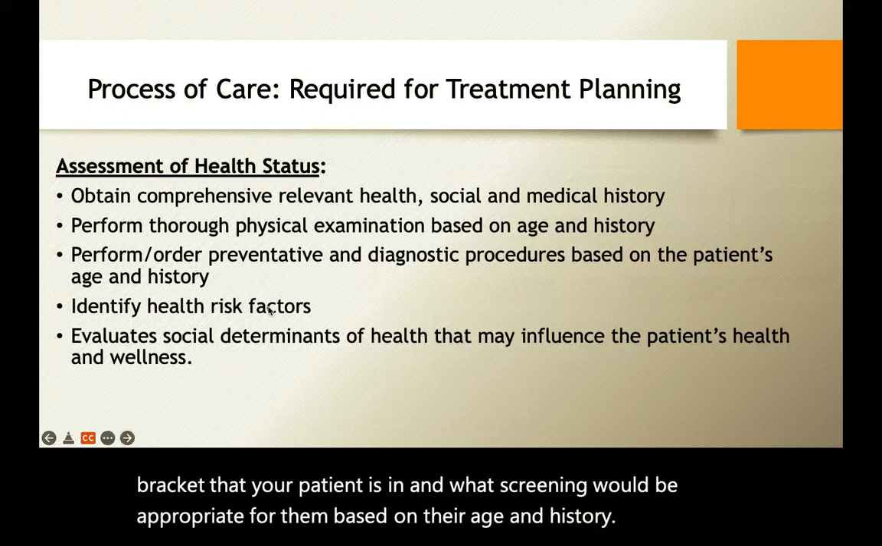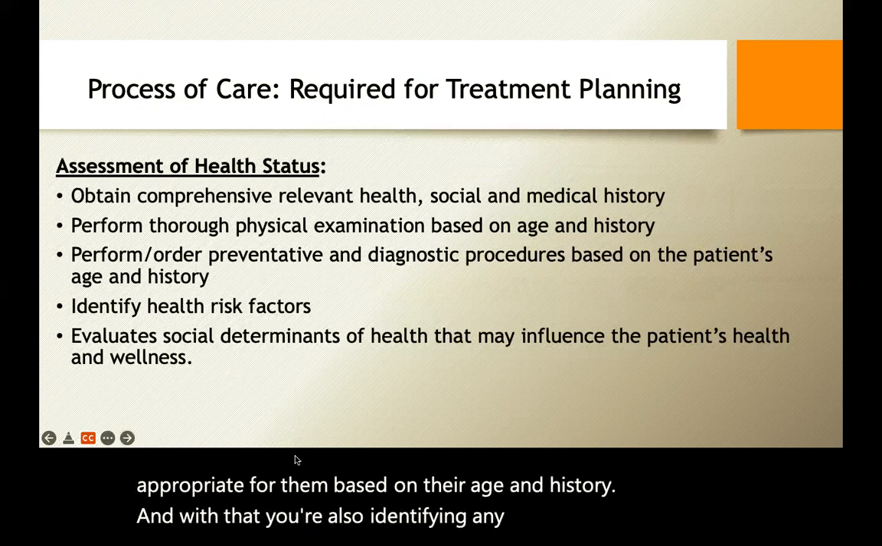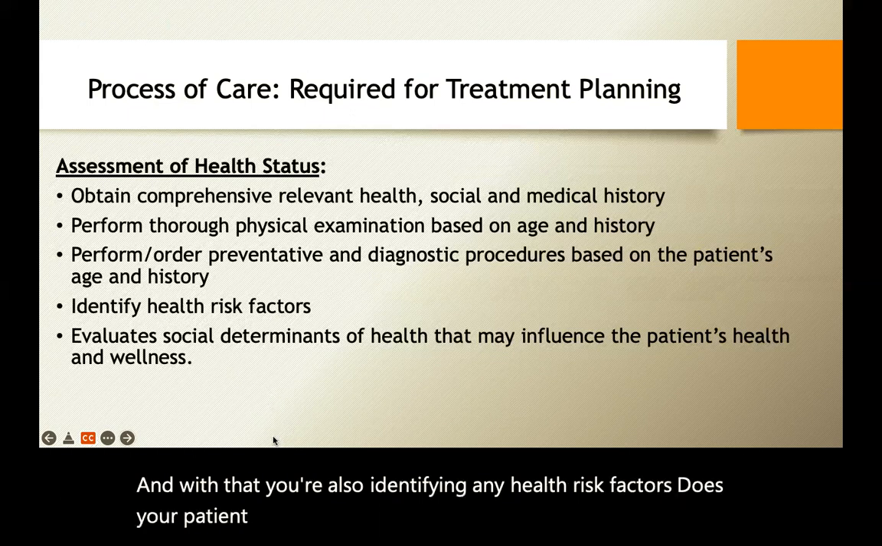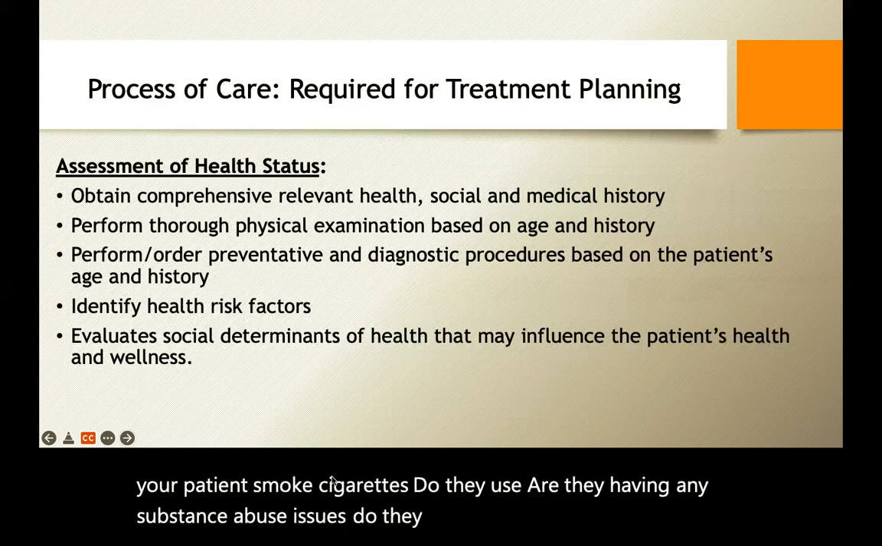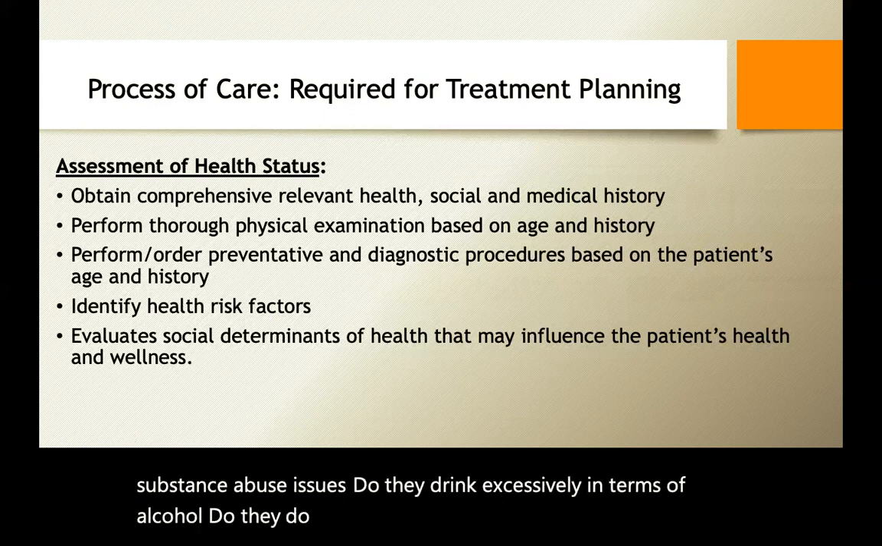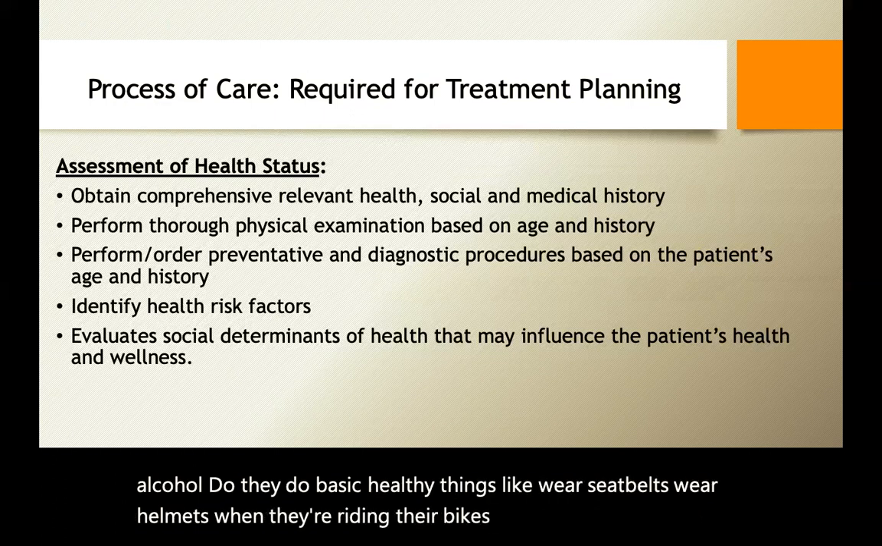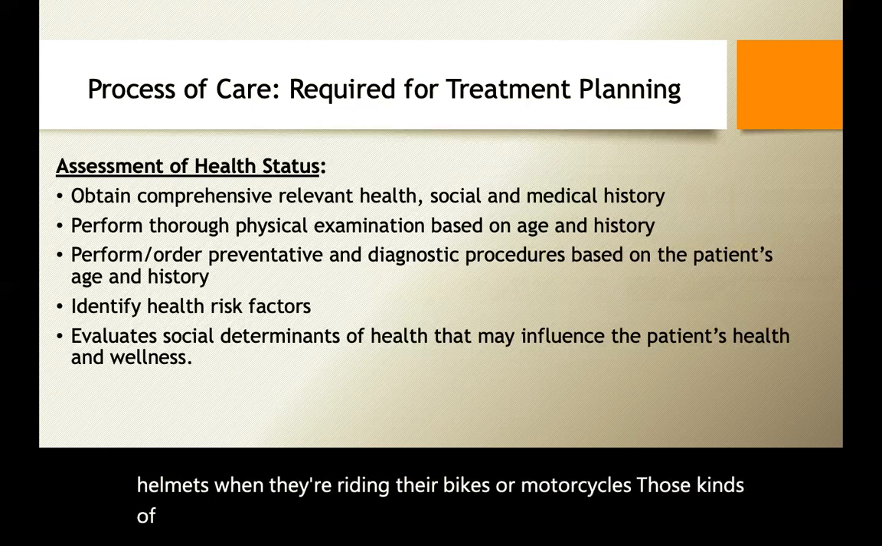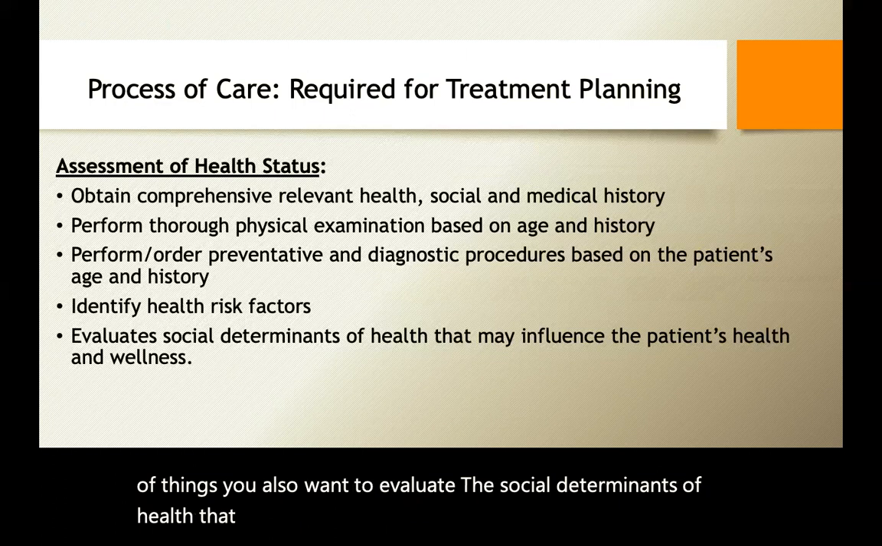And with that, you're also identifying any health risk factors. Does your patient smoke cigarettes? Are they having any substance abuse issues? Do they drink excessively in terms of alcohol? Do they do basic healthy things like wear seatbelts, wear helmets when they're riding their bikes or motorcycles, those kinds of things. You also want to evaluate the social determinants of health that may influence the patient's health and wellness.